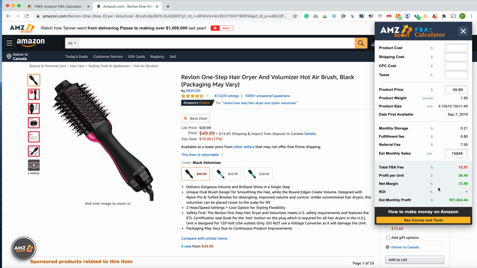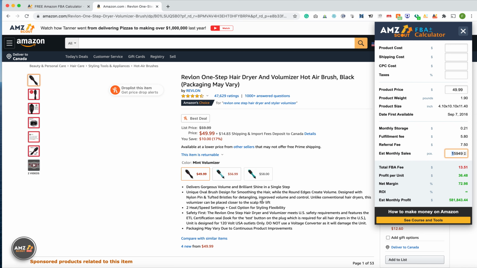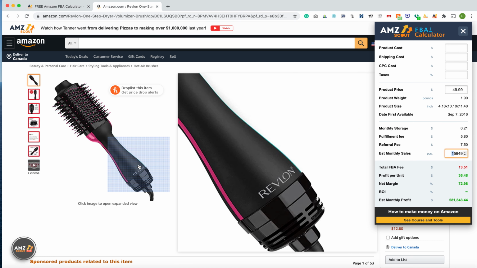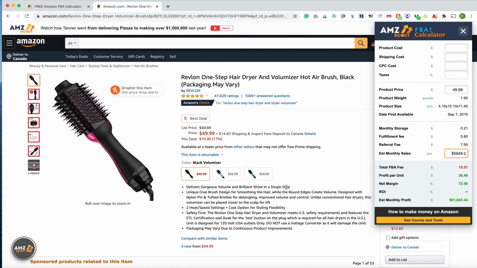It tells you that this specific product has sales of, look at this crazy number, 15,949 items. Estimated, they sell almost 16,000 pieces a month of this. This is an actual brand, Revlon, so it's very popular. It gives you the product price, the weight, dimensions, and when it was first available for sale, so it's been online for almost 4 years.